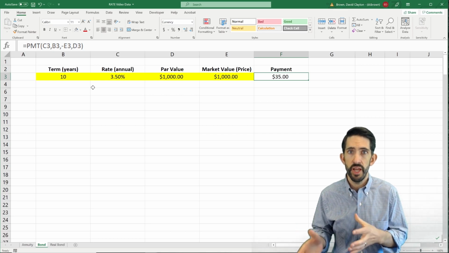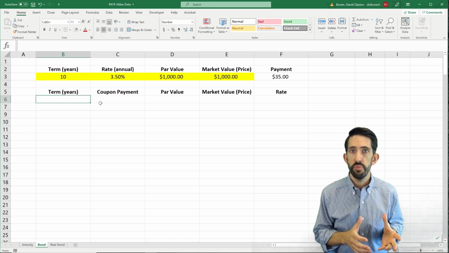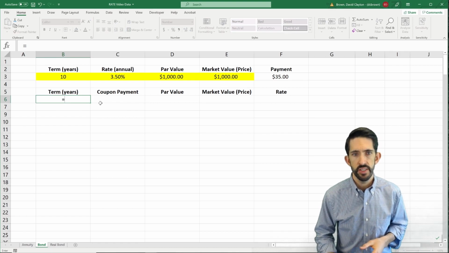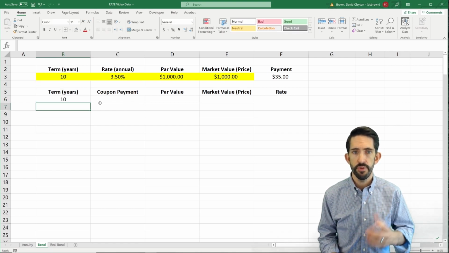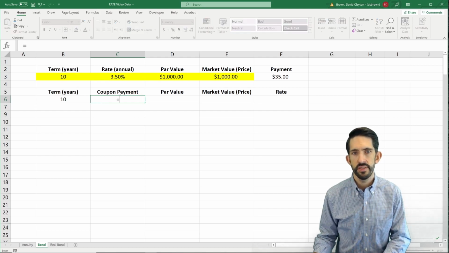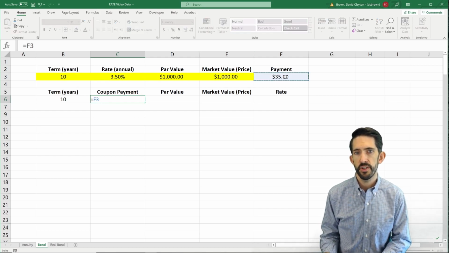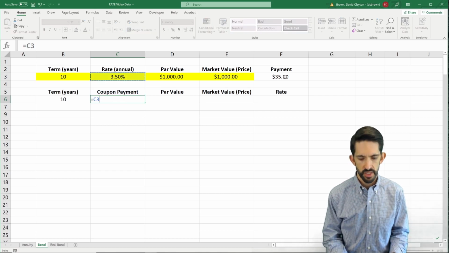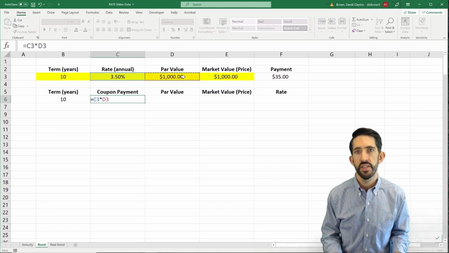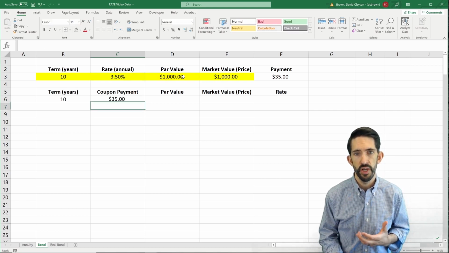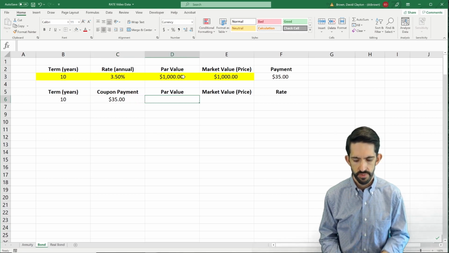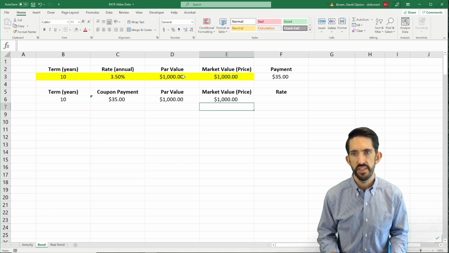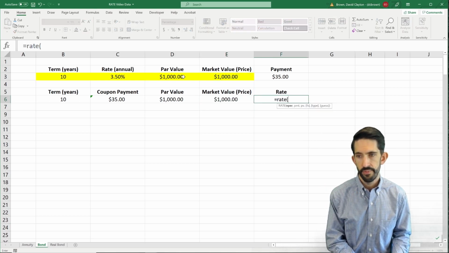So now let's see how we'd actually apply that to the rate formula. Just like in the prior example, we're going to use the inputs we had, and we're going to use our payment that we calculated as well. So let's set up our term equal to what we had before, our 10 years. Our coupon payment, now we could either reference the $35 we calculated, that's one option, or we could recognize that the coupon payment is simply the rate times the par value, or the face value of the bond. So that same $35. The par value is the $1,000 we're given. The market value will be $1,000. And now we can use our rate formula.